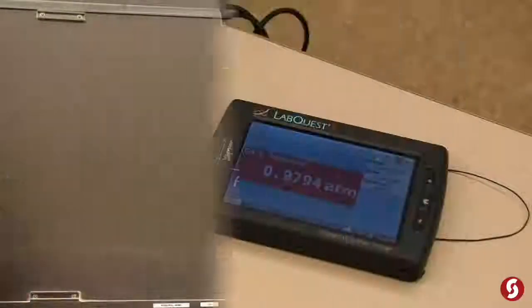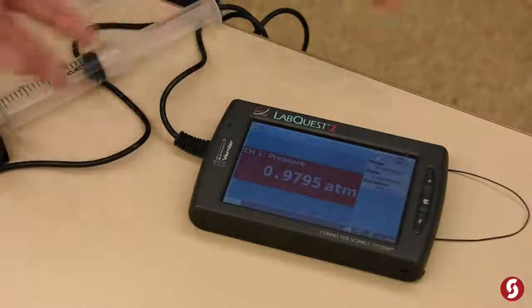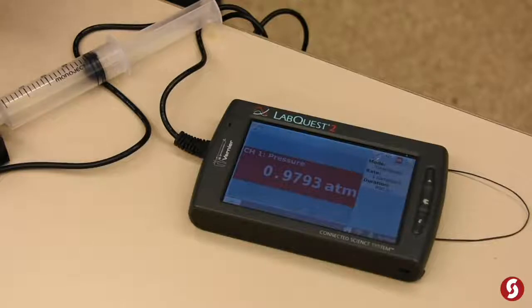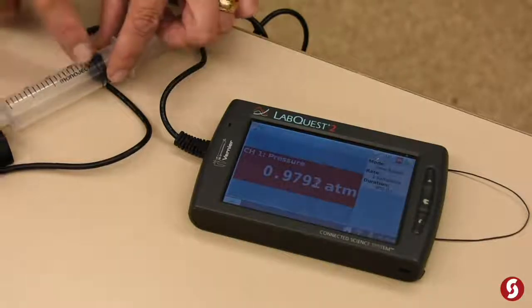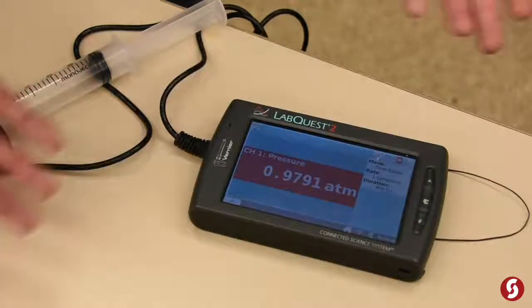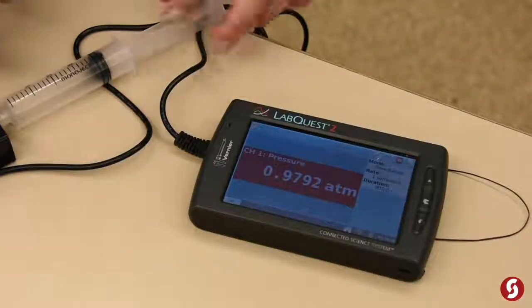Check it out. This is one of the gas pressure sensors that we attach to these units we use in the laboratory. And as you can see, I've opened it up to the air. This is air in there, 20 milliliters of air. And it's about what atmospheric pressure is, a little bit under 1 atmosphere.